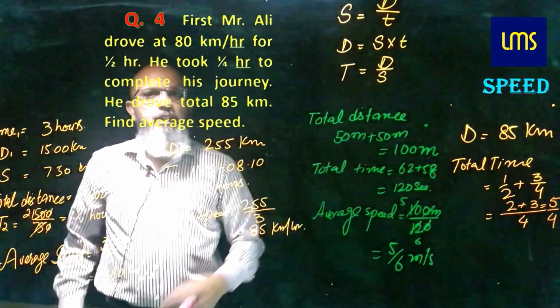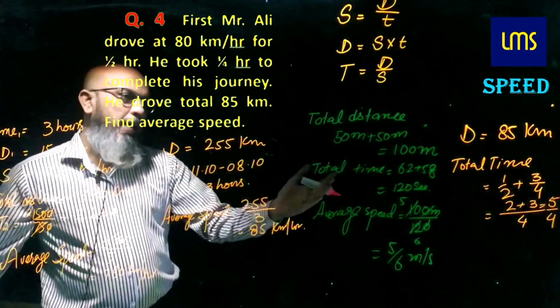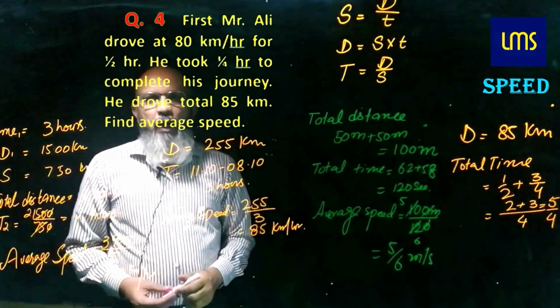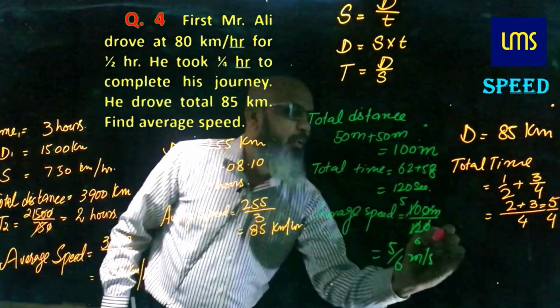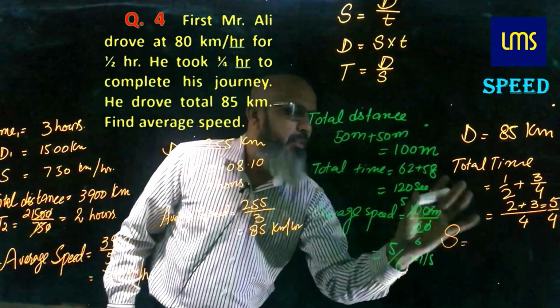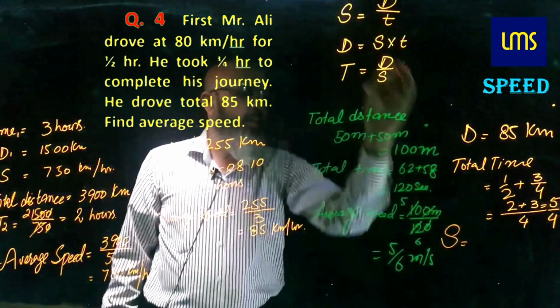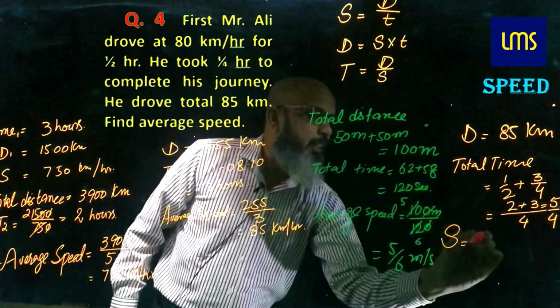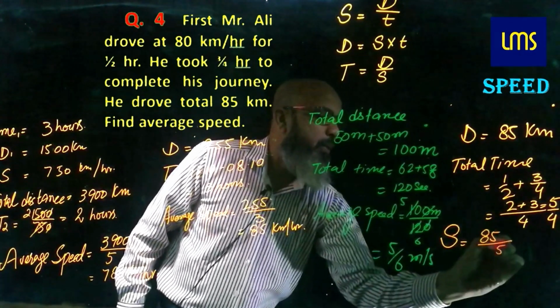Now what is your time? Your distance is 85 km, and what is your time duration? That is 5/4 hour. So now you can find your average speed. How can you find your average speed? I will write only S because of less space. So distance divided by time. So what is your distance? That is 85 divided by 5/4.